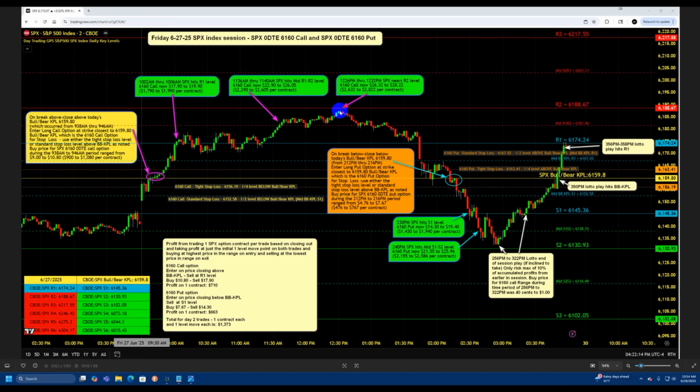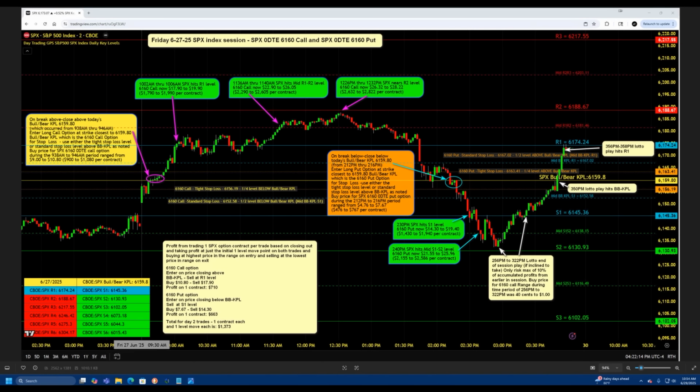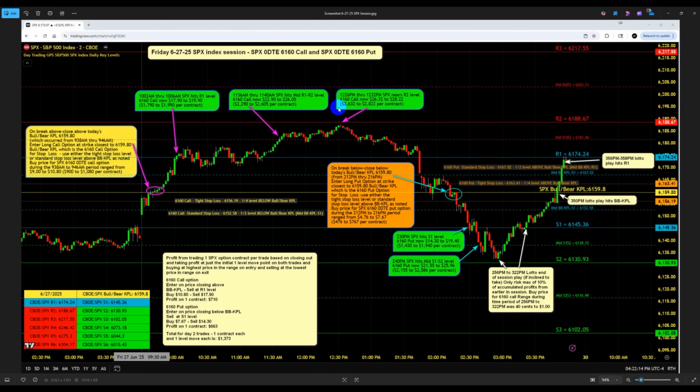Now on most days, if it's making a move and starting to close above mid R1, R2, 75-80% of the time, it will normally at least touch the R2 level or exceed it. In this case, it came close to touching it but did not. So in this particular session, the high was 6187.68. R2 is 6188.67. So it came up $1 short here.